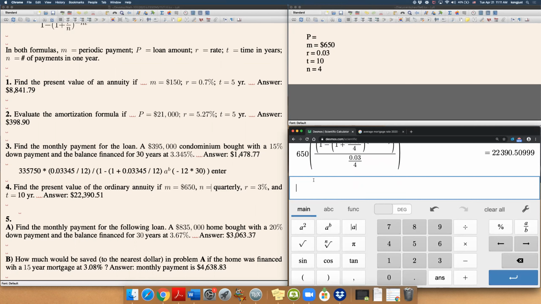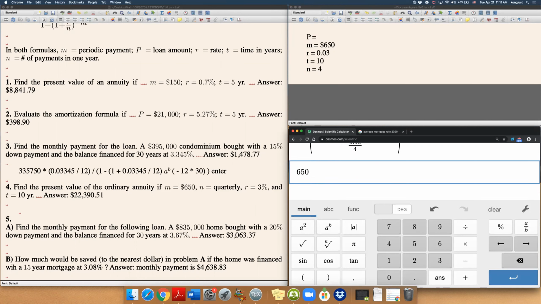Just paid quarterly. All right, why don't we do the same thing as a follow-up question? How much do you actually pay? You pay that $650, right, for 4 times a year times 10 years. So altogether you pay $26,000.